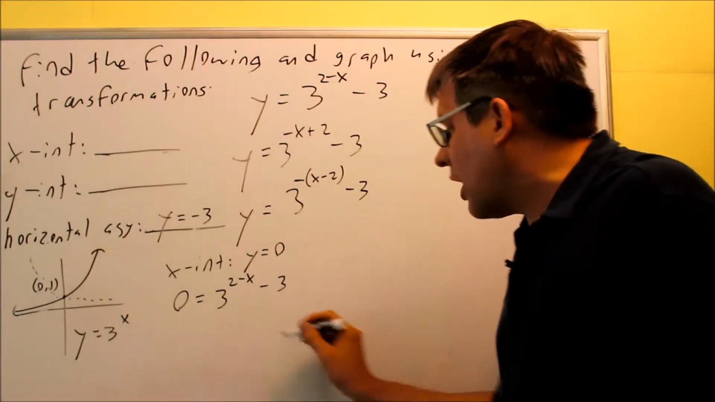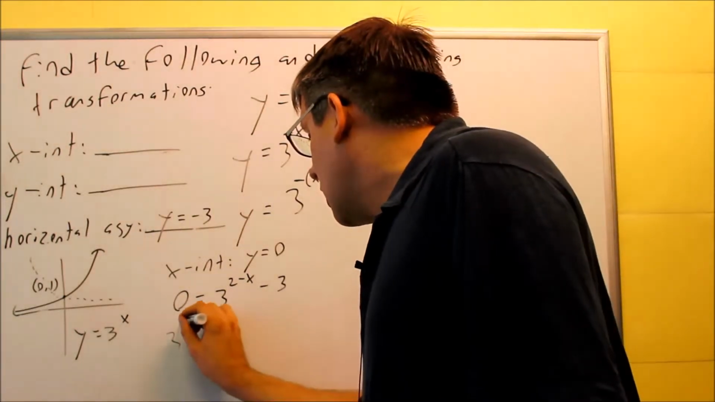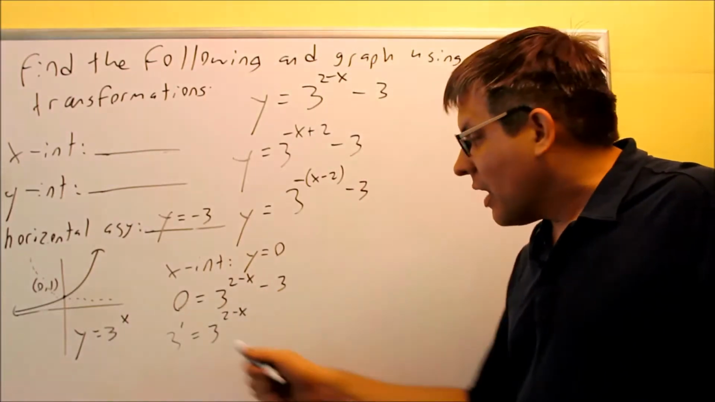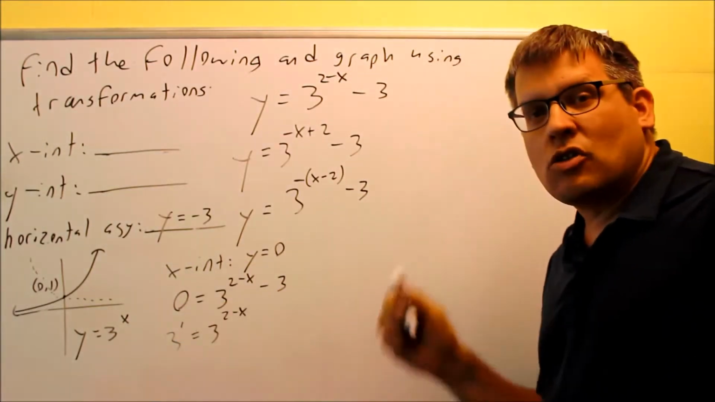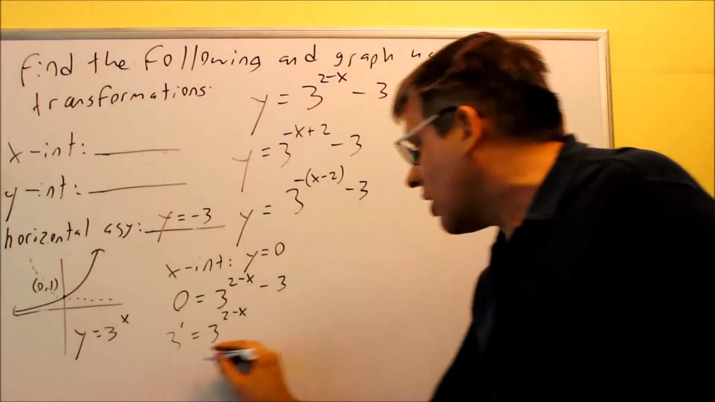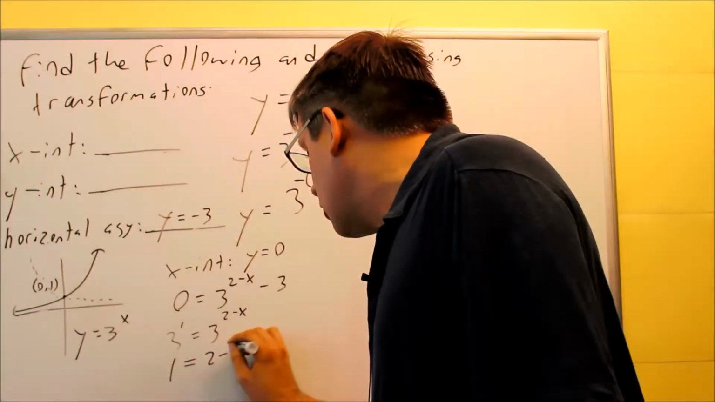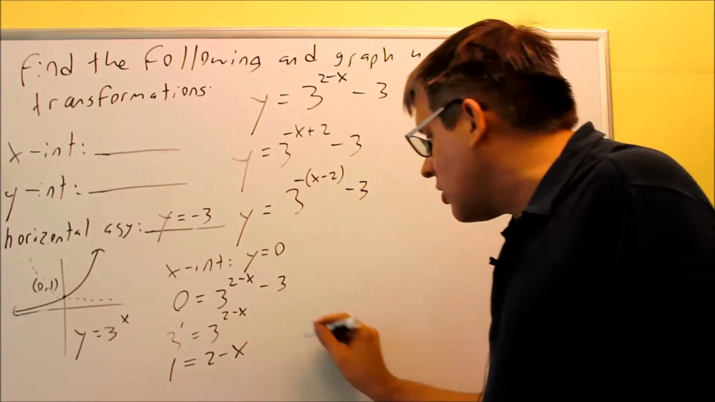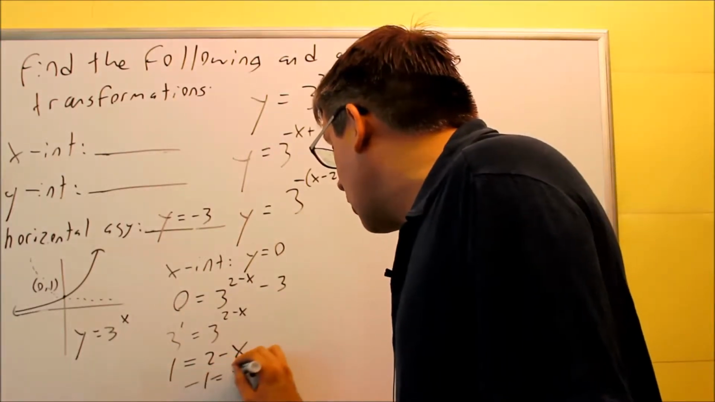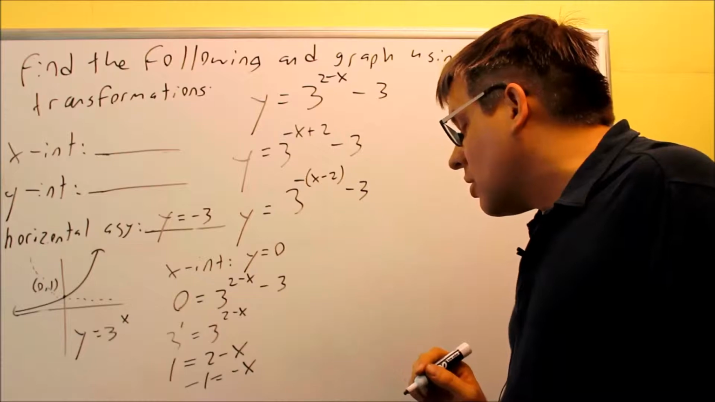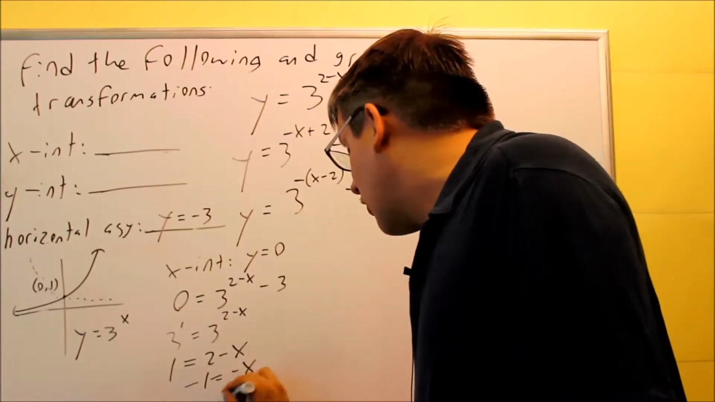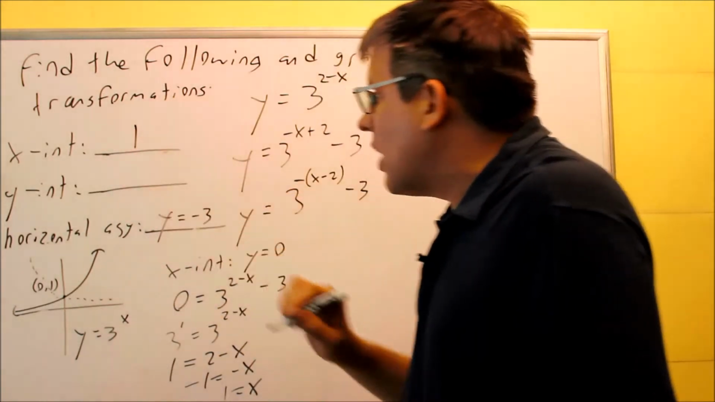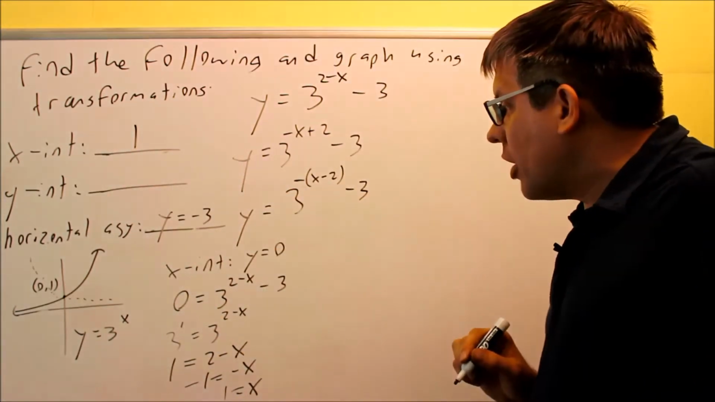The 3 here, I'm going to add that to the other side of the equation. That I'm going to write as 3 to the 1, so 3 to the first power. I have the same bases, so I can use my equal bases property to say that 1 equals 2 minus x. I'm going to subtract 2 from both sides. If I do, I get negative 1 is equal to negative x. And if I divide by a negative, I get that my x is going to be 1. So there's my x-intercept. The x-intercept is going to be 1.